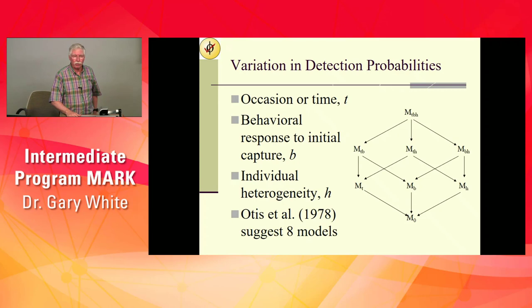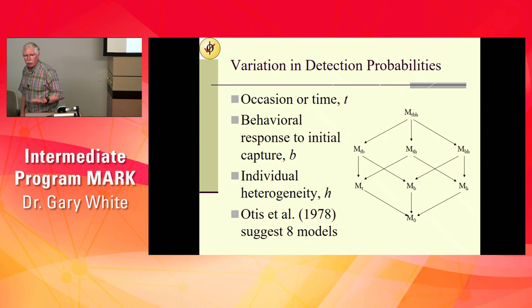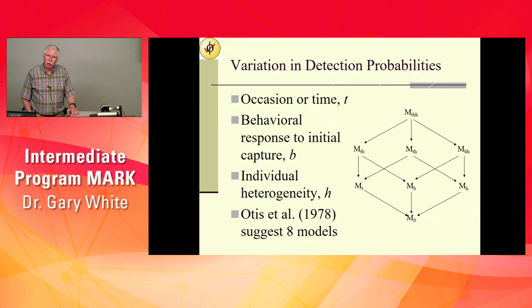So anyway, that led to a series of 8 models, with model 0 being down at the bottom, where you assume that every animal on every occasion, regardless of how many times they've been captured before, had exactly the same detection probability p. Then you go up to the next row, and you've got Mt, where you only allow for time variation, Mb for only behavioral responses, but otherwise everybody's constant, and Mh, where you have individual heterogeneity. And then up the next row, you have the mixtures of tb and th and bh, and then at the top, tbh, where you allow for all 3. The original Otis et al. monograph did not have estimators for three of those.